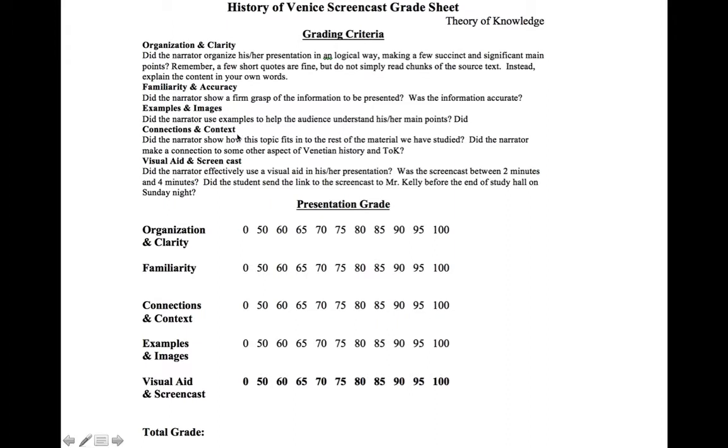There should be good connections and context. You can connect it to other things that you know about Venetian or Italian or Renaissance history. You should also try to connect it to TOK. And of course, the quality of your visual aid and your screencasts. Okay, these criteria are also shared in the same document that says which student has which topic.